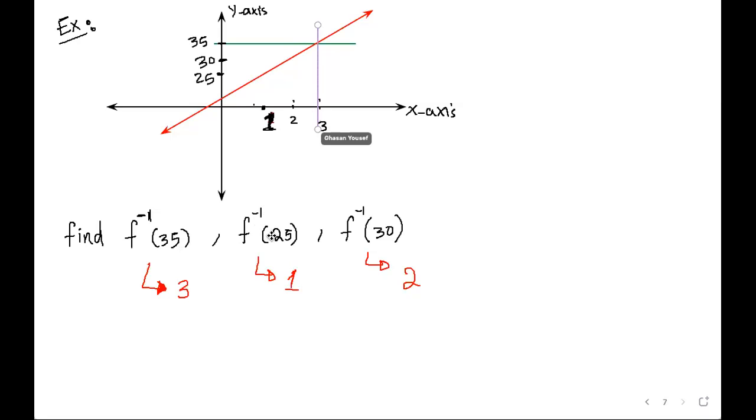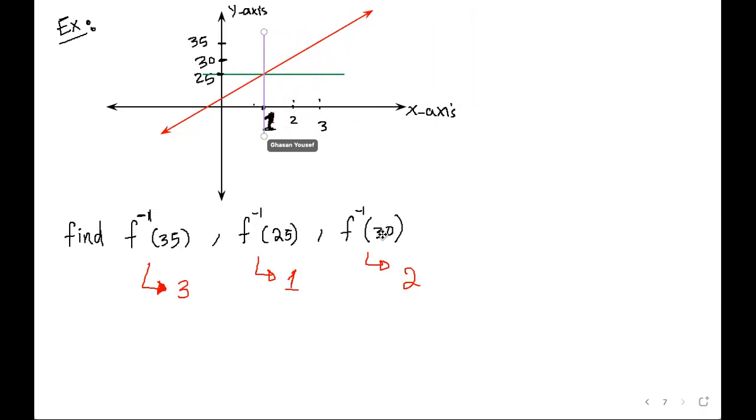For the second one, f inverse of 25, I have to draw a horizontal line at 25 and find the intersection with the curve. It looks like here at this point. Then I have to draw a vertical line to see what the x value is. The x value looks like 1. So the answer is 1.